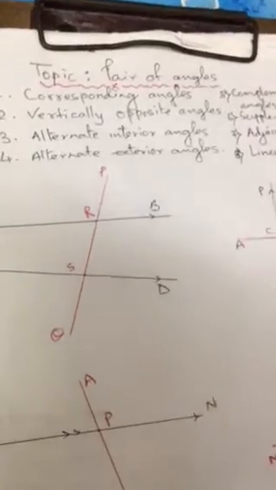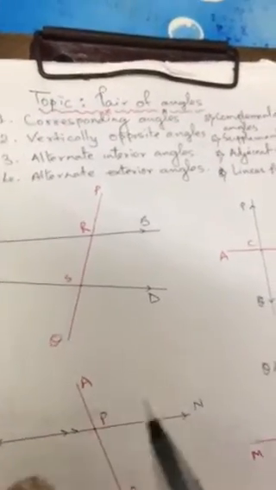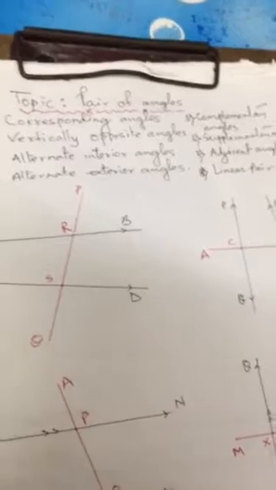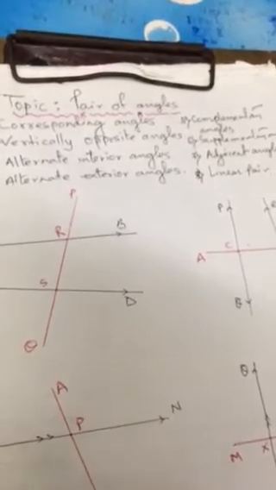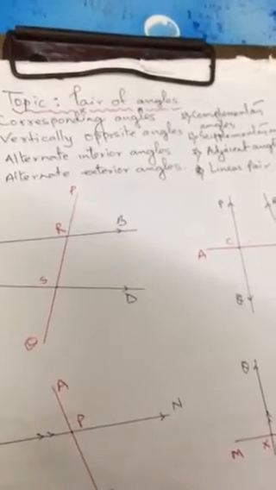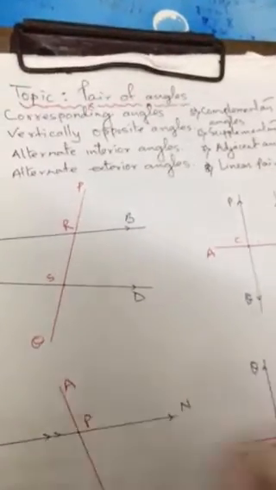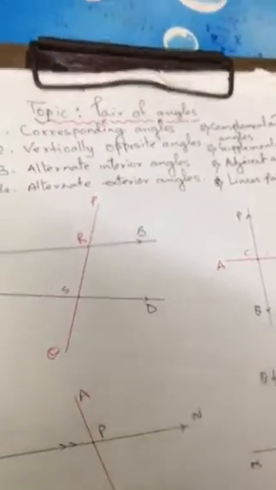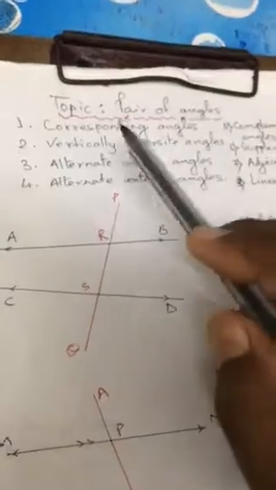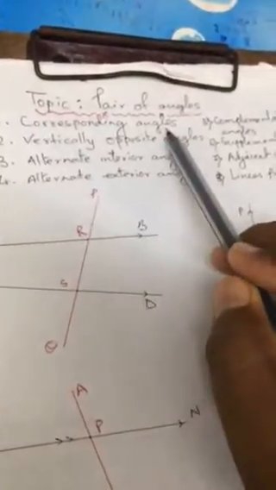Today we will discuss the pairs of angles. In the previous video I taught you about parallel sides, parallel lines and transversal, everything I have discussed there. Now in this video we will discuss what we mean by the pair of corresponding angles.